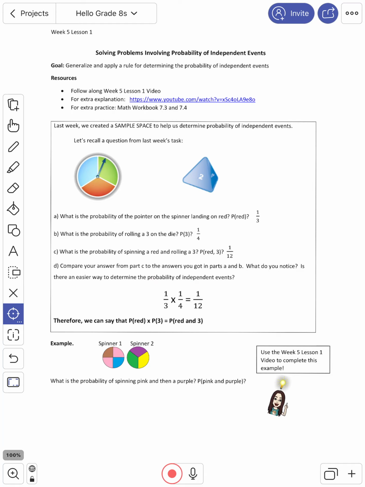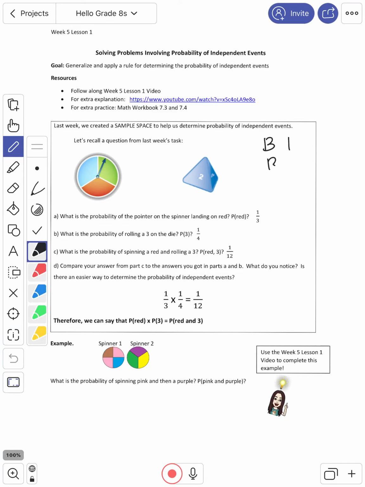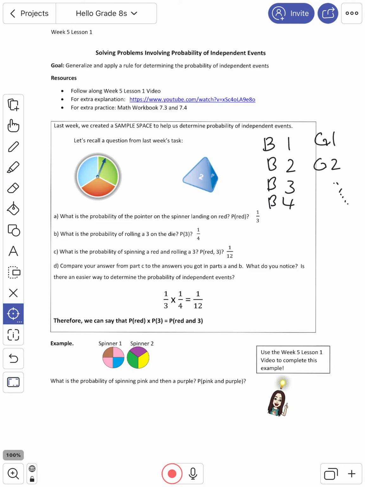When we compare these answers, what do we notice? Is there an easy way to determine the probability of independent events instead of making a sample space? Remember, a sample space would be something like spinning a blue and then rolling a 1, blue and 2, blue and 3, blue and 4, or spinning a green and rolling a 1, green and 2, and so on and so forth. That was a sample space that we had to make for last week's lesson.